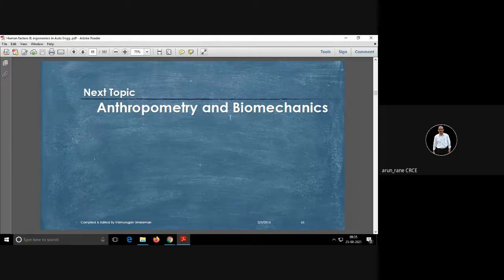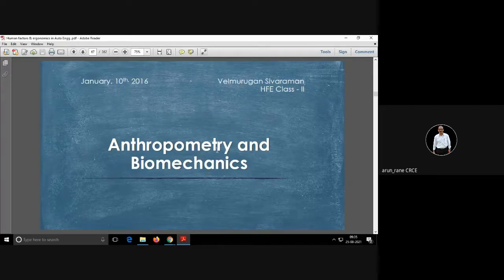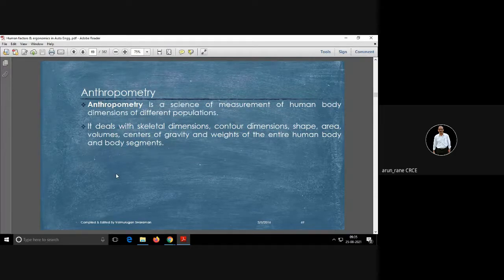Anthropometry is important from your examination point of view. So what are the basic considerations in anthropometry? Biomechanics is not that important. Then you should understand the use of static and functional anthropometry. Then you should understand postural and seating issues. What are the issues for a good posture or for a bad posture? Then the packaging practices are not that important.